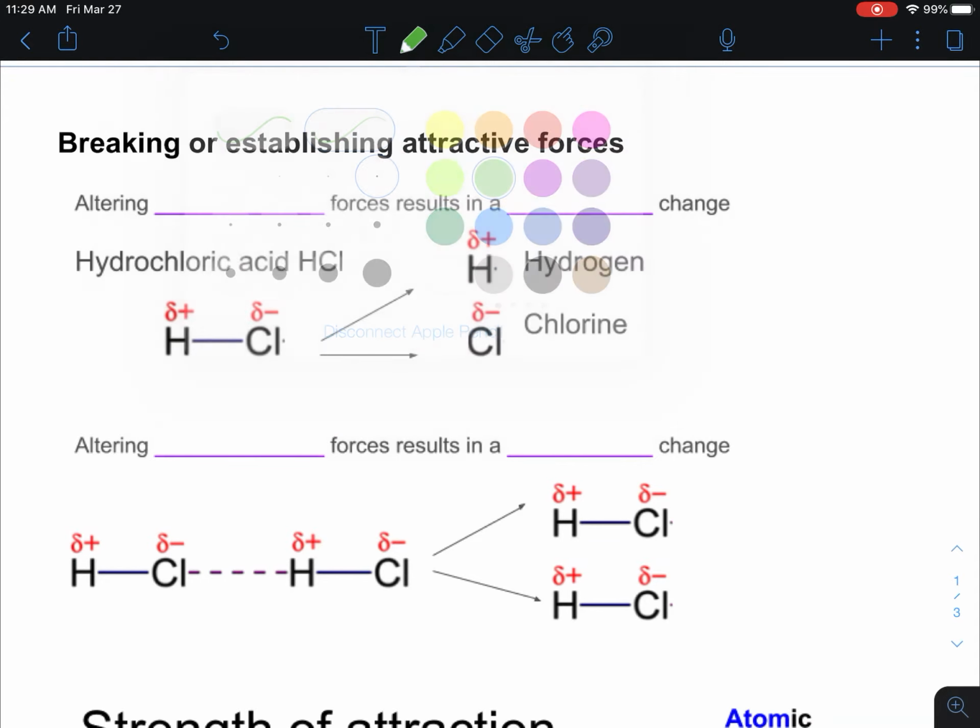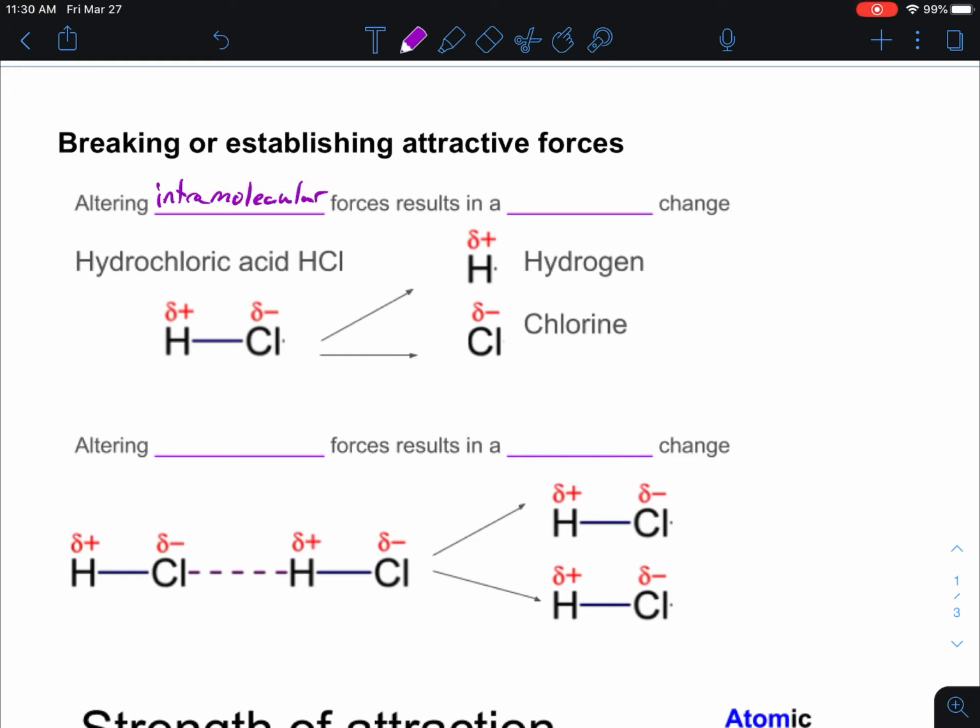So, if you were to break, or alter, or make your intramolecular force, just like this right here, if you break that intramolecular force, you don't have the same compound anymore. You now have hydrogen, which will actually exist as H2, and you'll have chlorine, which will exist as Cl2. These are not the same compound. Hydrochloric acid versus hydrogen gas and chlorine gas separately.